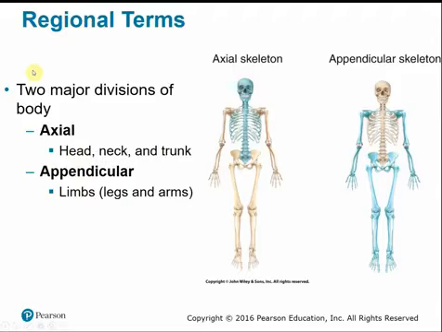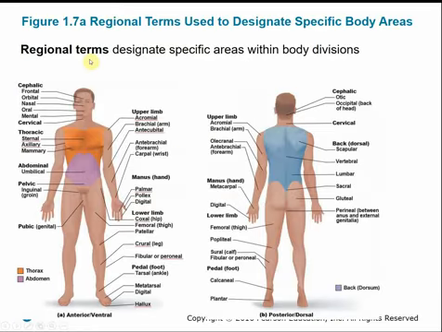Looking at regional terms, there are two major divisions of the body. We have the axial skeleton, which is the axis or the center line of the body. So the head, the neck, and the trunk are the axial skeleton. The appendicular skeleton are your appendages, right? So the arms and the legs. Regional terms are used to designate specific areas within different body divisions. So pretty much every area of the body has its own special name, so we can pinpoint and be precise when we're referring to different body regions.